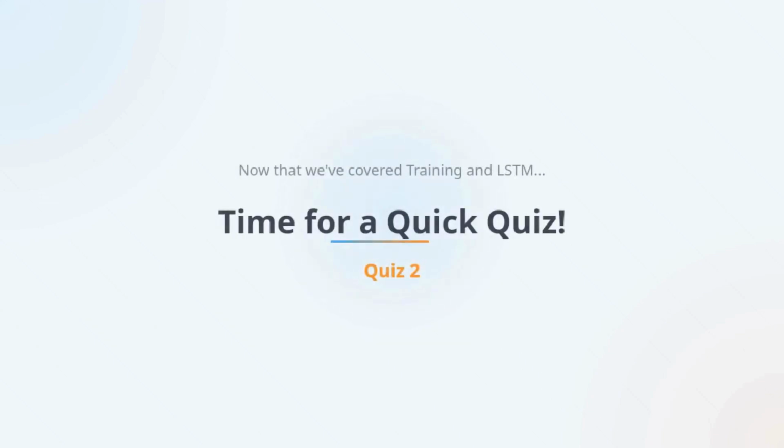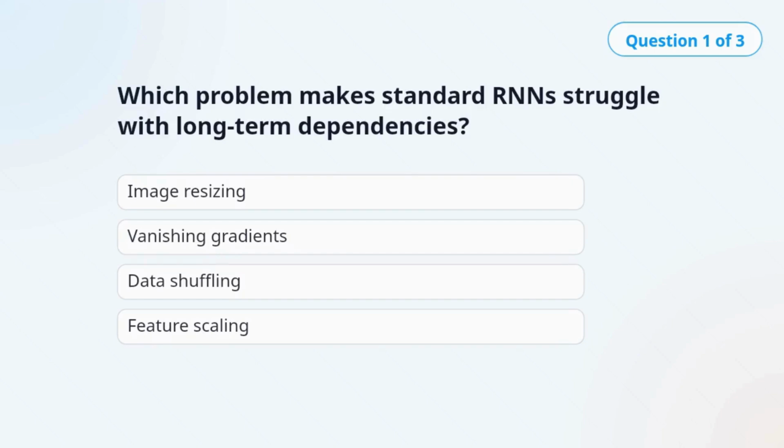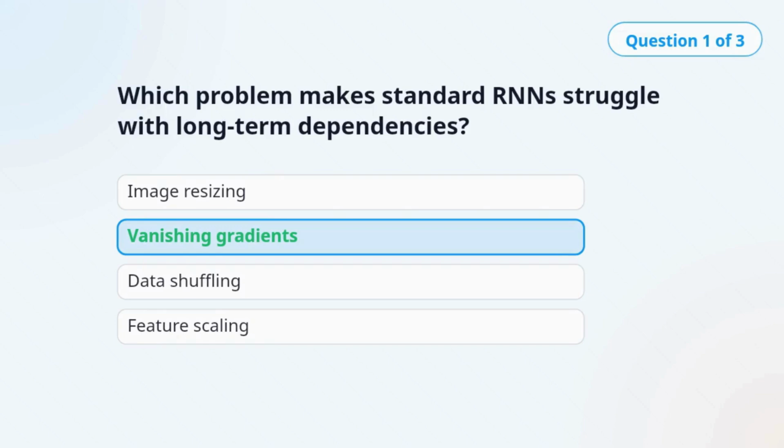Now that we've covered training and LSTM, let's test what we've learned so far. Here's quiz number 2. See if you can get it right. Question 1. Which problem makes standard RNNs struggle with long-term dependencies? The correct answer is vanishing gradients. Vanishing gradients make the learning signal too weak across many time steps, so long-range dependencies are hard to learn.